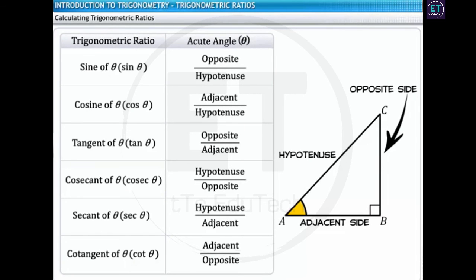This brings us to the end of our discussion on trigonometric ratios. Memorize these ratios by heart and try finding these ratios in different right-angled triangles.